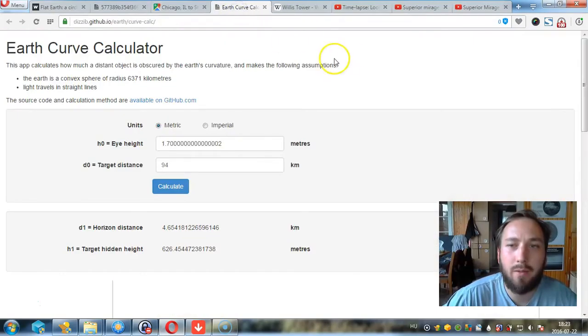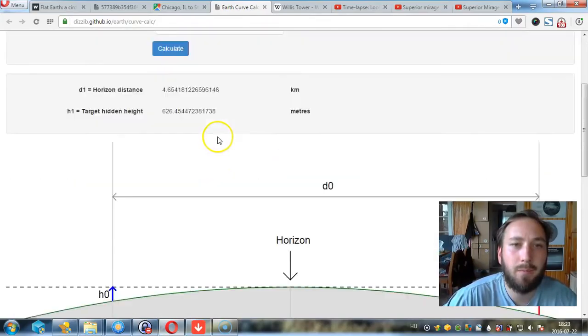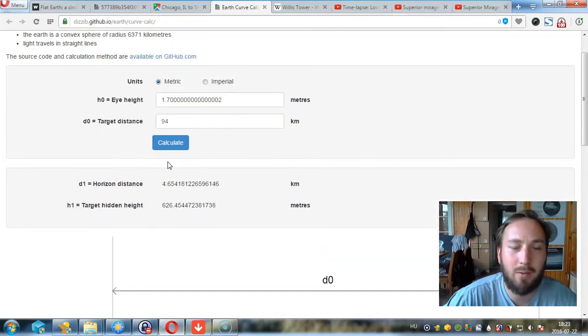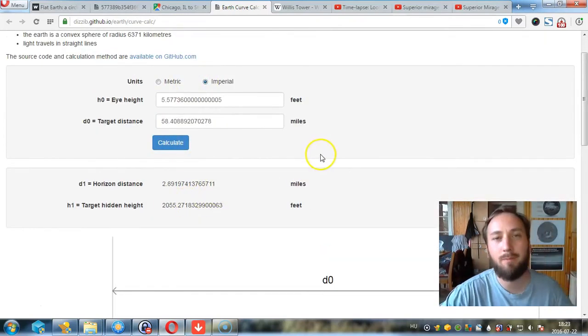And so by calculating the Earth curvature, this should not be seen. Okay, 94 miles, probably the guy is about 1.7 meters high or 5.57 feet. And here's the result. The target should be 626 meters below what you can see, below the horizon, or 2,055 feet.